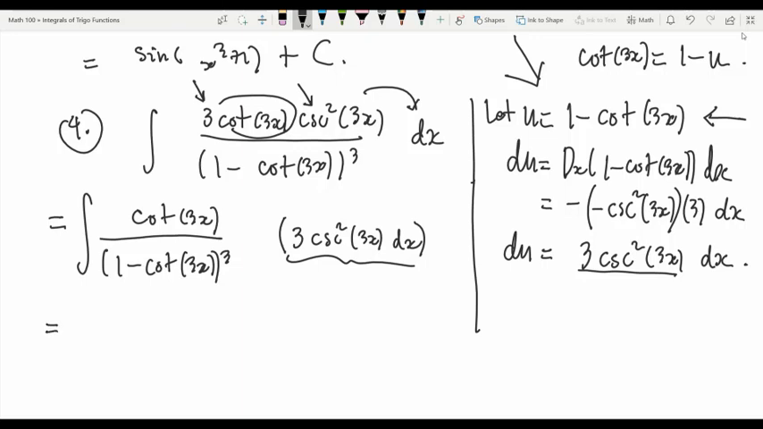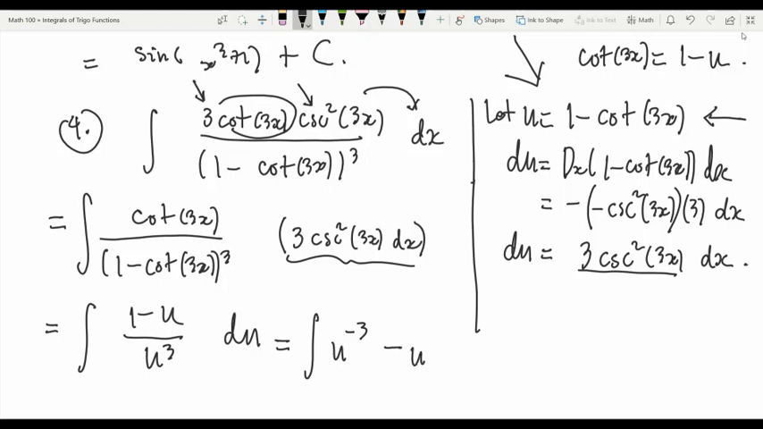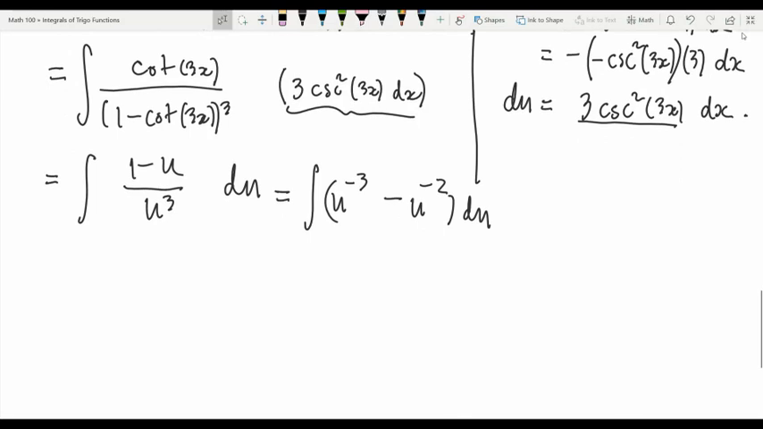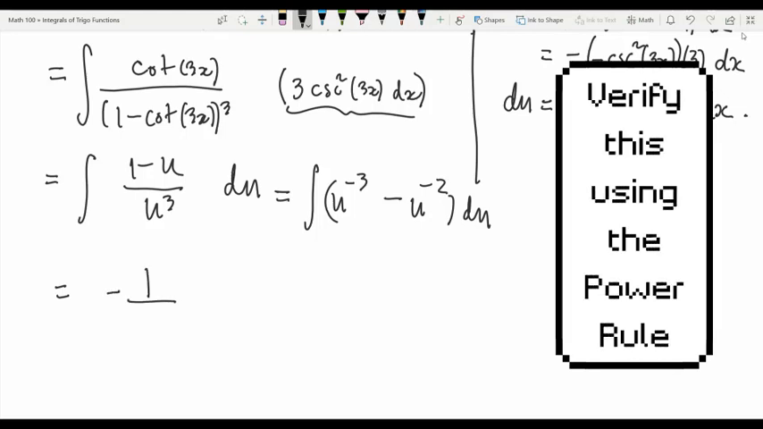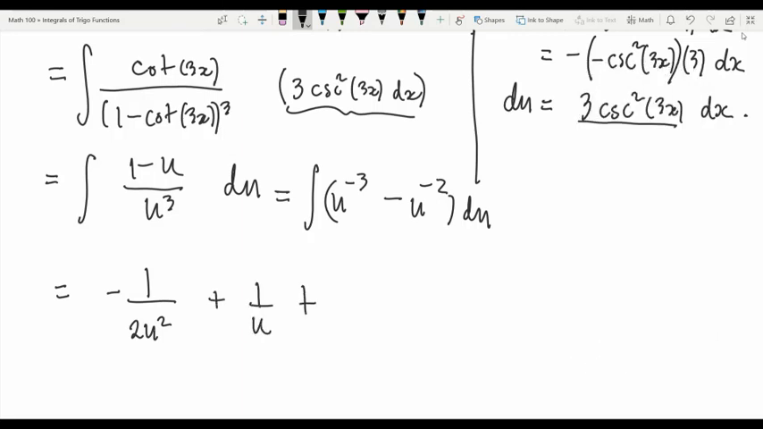So doing so, we have the integral, and then cotangent 3x is 1 minus u, and then the denominator is just u cubed, and then this one is just your du. So for the integral of a quotient, we divide each term. So we have u raised to negative 3, so that's 1 over u cubed. And then for u over u cubed, you have 1 over u squared, or u raised to negative 2, and then du. So using the power rule, we get what? We get negative 1 over 2u squared. So I'll just leave this to u, plus 1 over u plus some constant c.